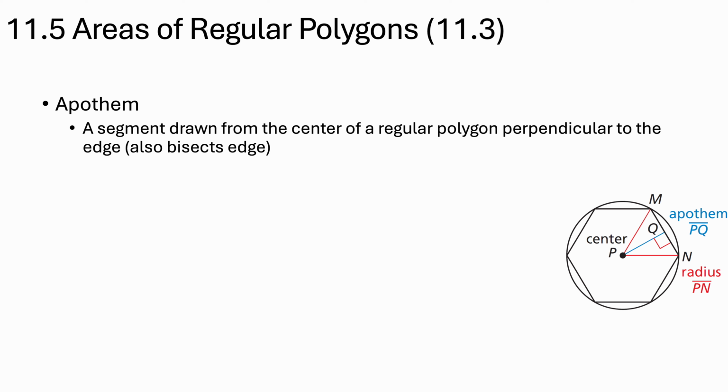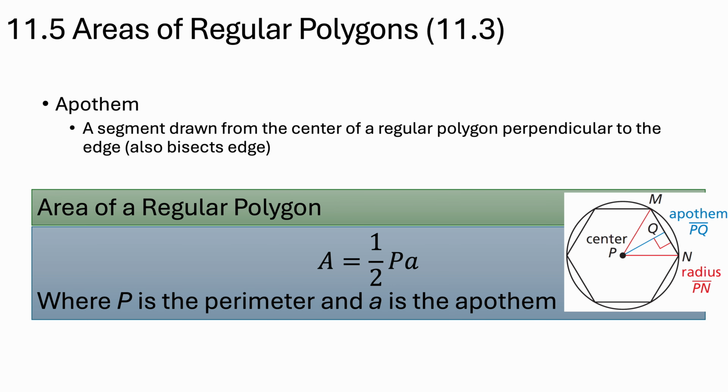A segment drawn from the center of a regular polygon to the edge is called the apothem. So this is a segment which you are drawing from the center of the regular polygon, perpendicular to the edge. So it is perpendicular to this side. This is called the apothem. And this perpendicular will bisect the edge.